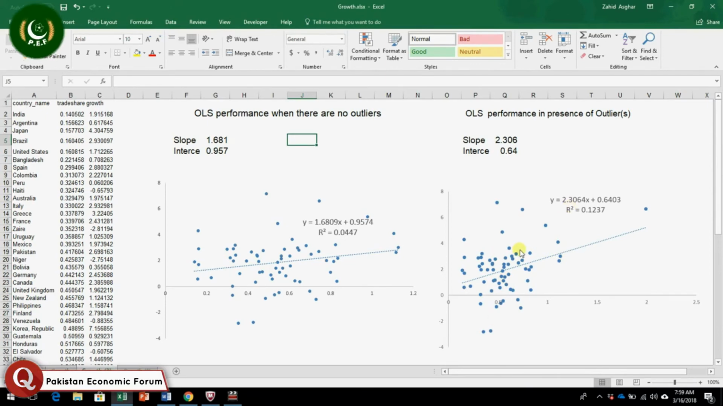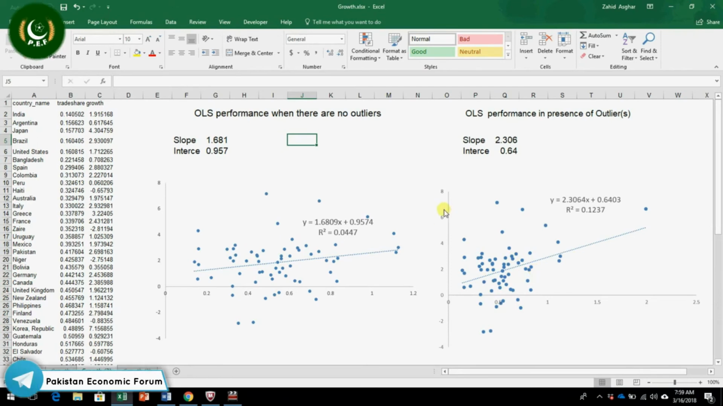So in place of OLS, we should use some other method like the least absolute deviation method when we have outliers in our data, and we cannot delete those outliers. We cannot take those outliers outside of our data.